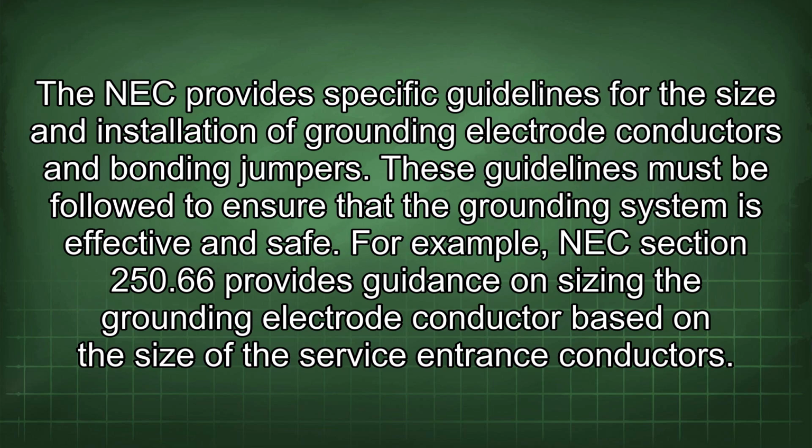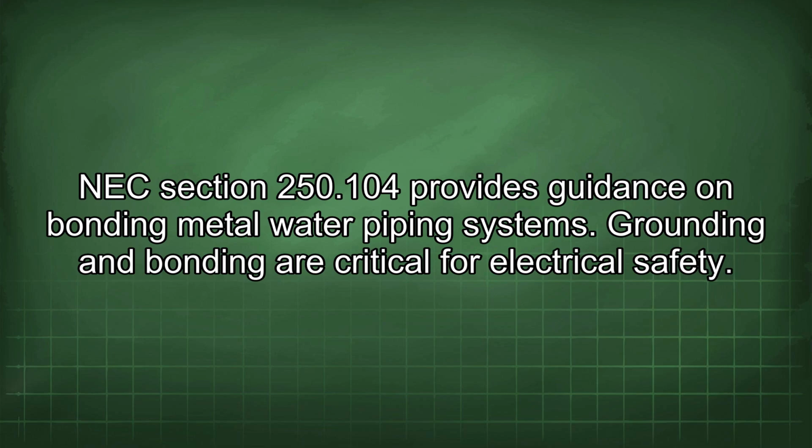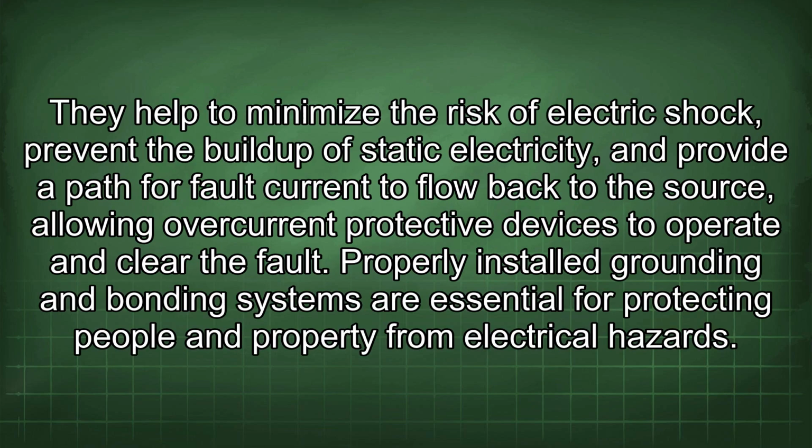For example, NEC Section 250.66 provides guidance on sizing the grounding electrode conductor based on the size of the service entrance conductors. NEC Section 250.104 provides guidance on bonding metal water piping systems. Grounding and bonding are critical for electrical safety. They help to minimize the risk of electric shock, prevent the buildup of static electricity, and provide a path for fault current to flow back to the source, allowing overcurrent protective devices to operate and clear a fault. Properly installed grounding and bonding systems are essential for protecting people and property from electrical hazards.